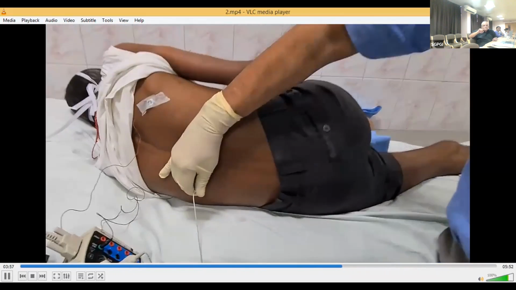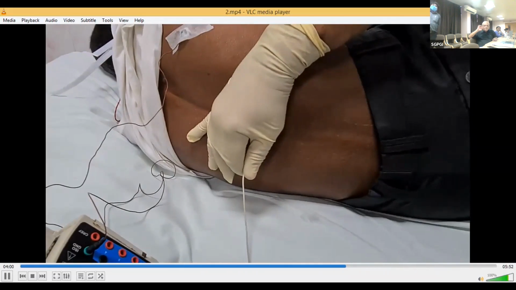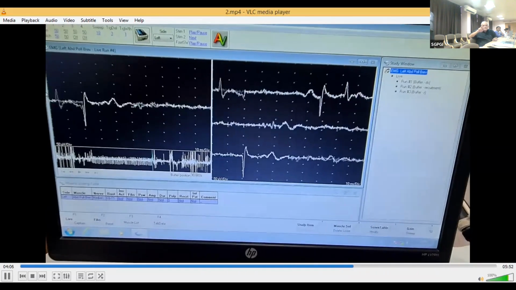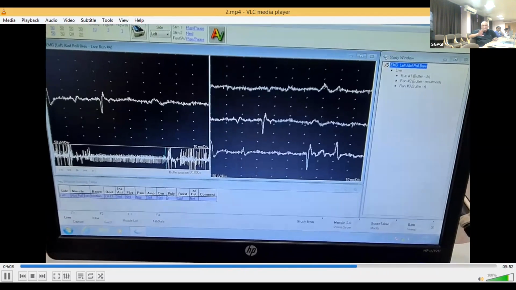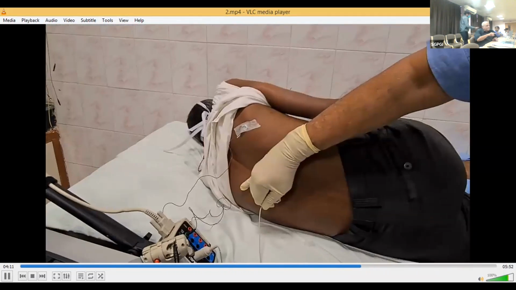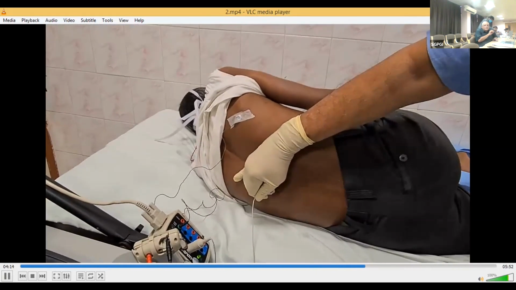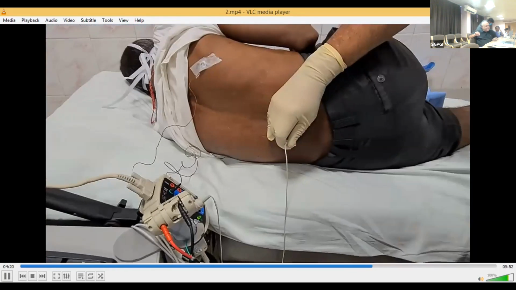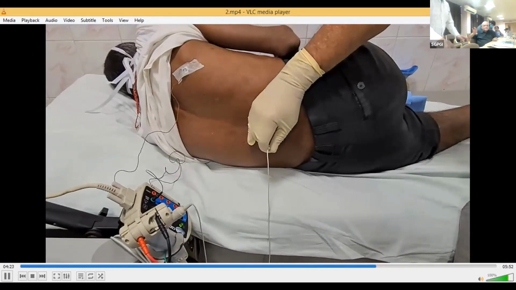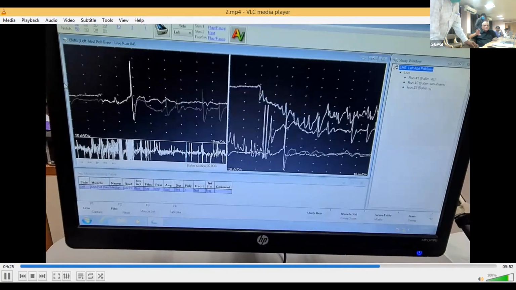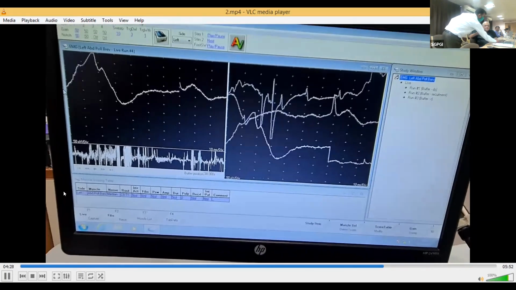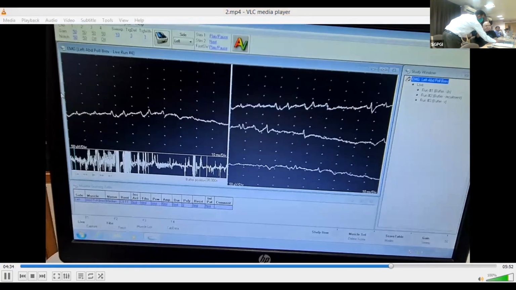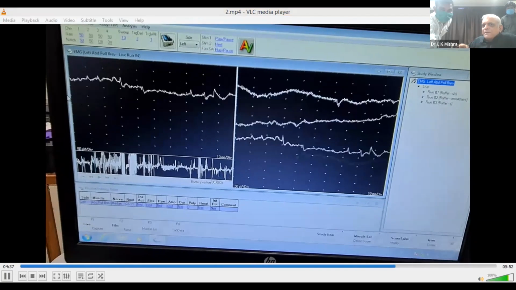Now do paraspinal. Paraspinal, looking for spontaneous activity only. These are fibrillations, sharp waves, nicely coming. We don't look at motor units here. Again, you are getting fibrillations, sharp waves coming. Lower paraspinal. Sometimes lower paraspinal is quiet.